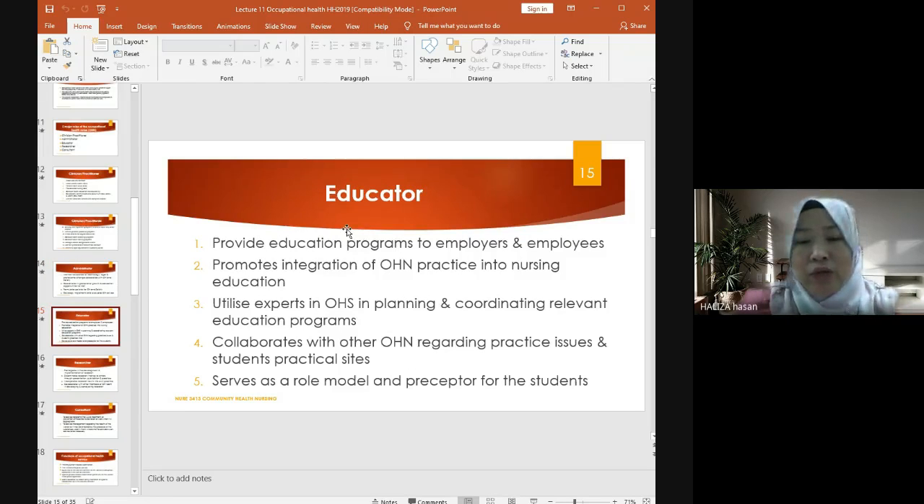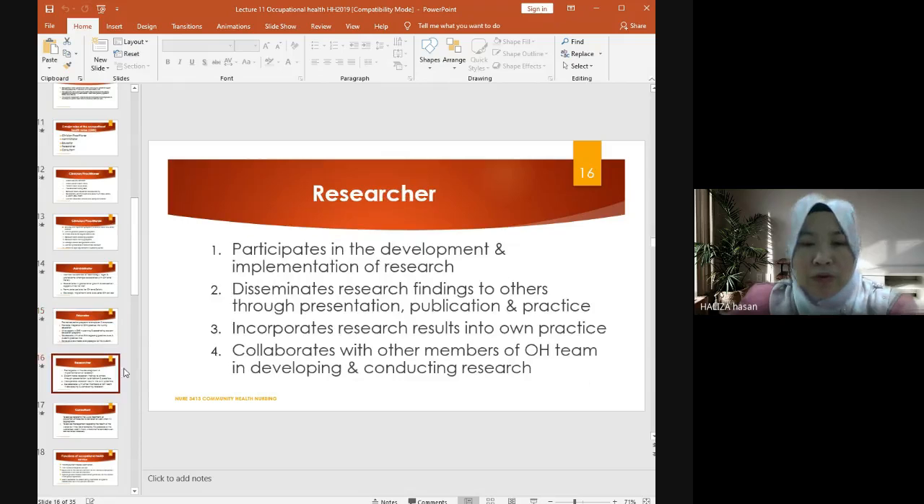Okay, educator provide education program, utilize expert in occupational health safety planning, coordinating. For example, in our kuliah we have a safety officer, who actually plays a role to ensure that you are in a safe environment for teaching and learning. So that's why we put all the signage, like don't lean on the glass, along the corridor. This is actually how the occupational health and safety officer plays the role, for our kuliah for example.